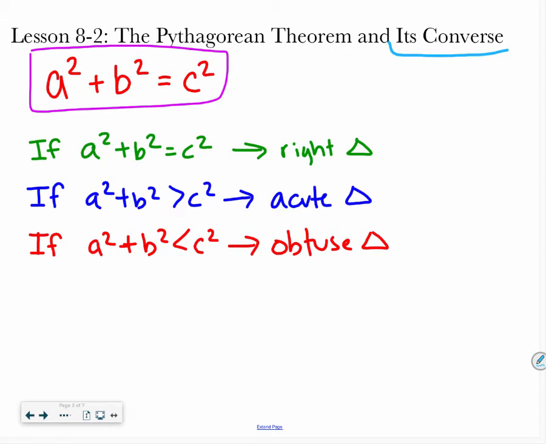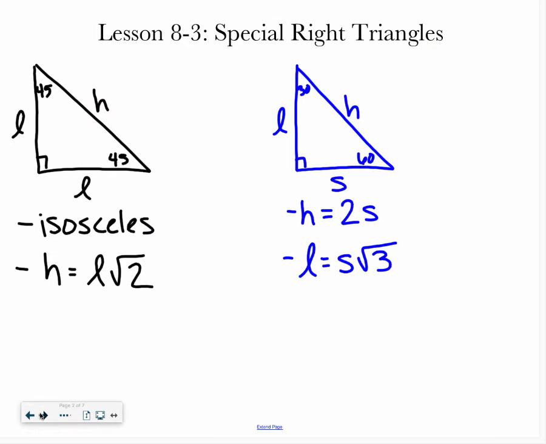Remember, its converse is if you have those side lengths, you should be able to tell me what type of triangle you're dealing with. So if they end up being equal, that's when we have a right triangle. If the two sides squared and added together is bigger than your third side squared, that is when you have an acute triangle. If your a squared plus b squared is less than your c squared, that is when you have an obtuse triangle. So make sure you know that and you're able to identify what type of triangle you have.